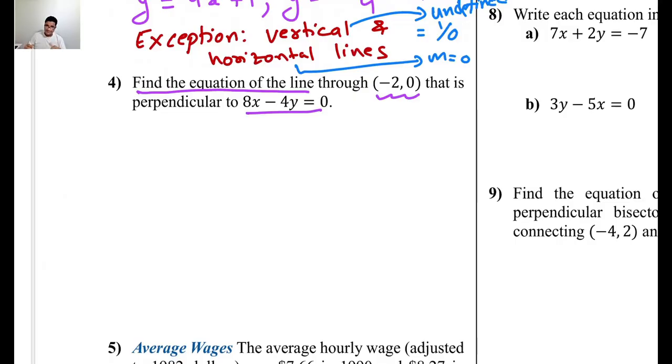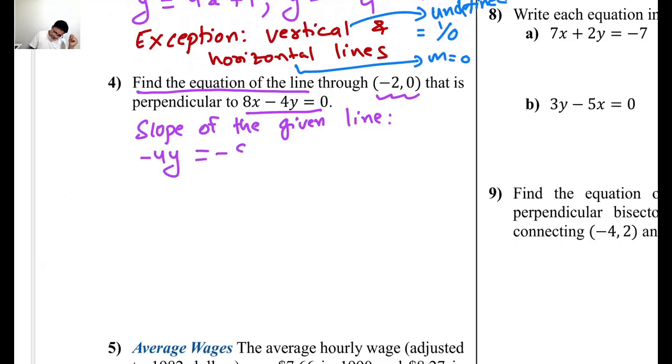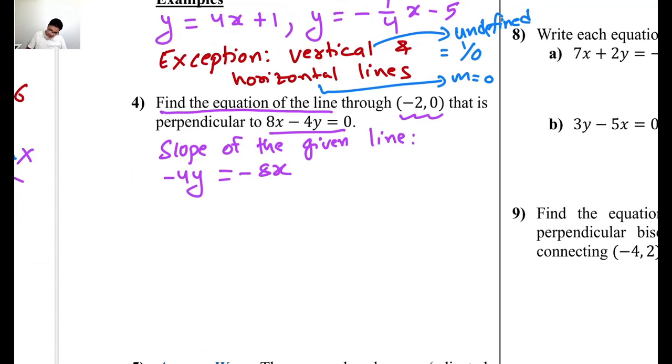We have the point. I need the slope. So first compute the slope of the given line. And how would I compute that? Negative 4y equals negative 8x, right? I write it as y equals mx plus c, plus 0, so I don't have to worry about that. Divide by negative 4 on both sides, you get y equals 2x.